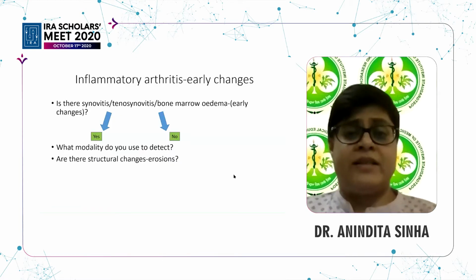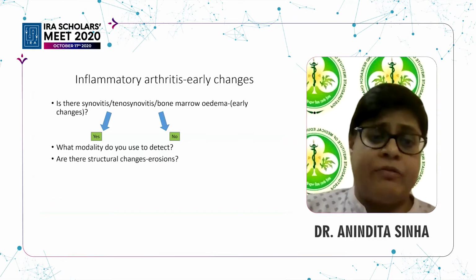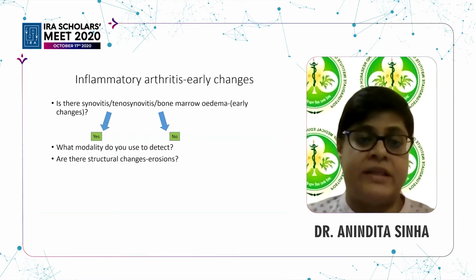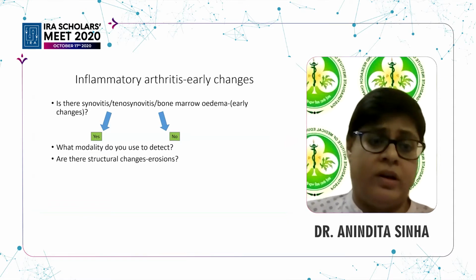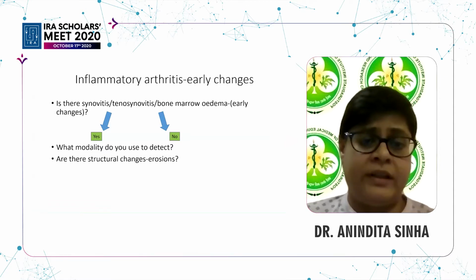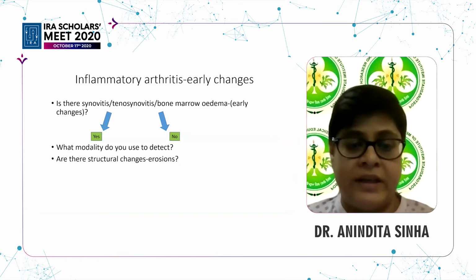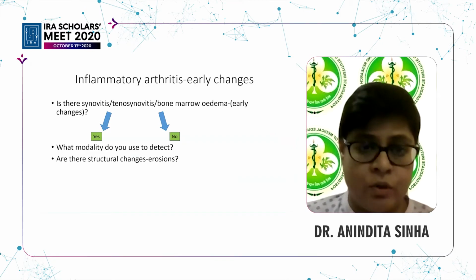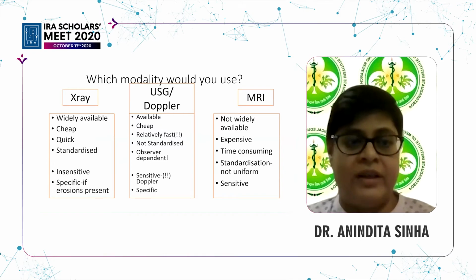Now, if there is an early change in inflammatory arthritis, there are other things that we have to rule out. Is there synovitis? Is there tenosynovitis? Is there bone marrow edema, more commonly and more importantly? So depending upon whether you want to rule these out and whether they have any clinical implications in your management, you have to choose a modality, and also have a modality which shows you whether there are any structural changes like erosions. Without going into the details, the ultrasound will be covered later.